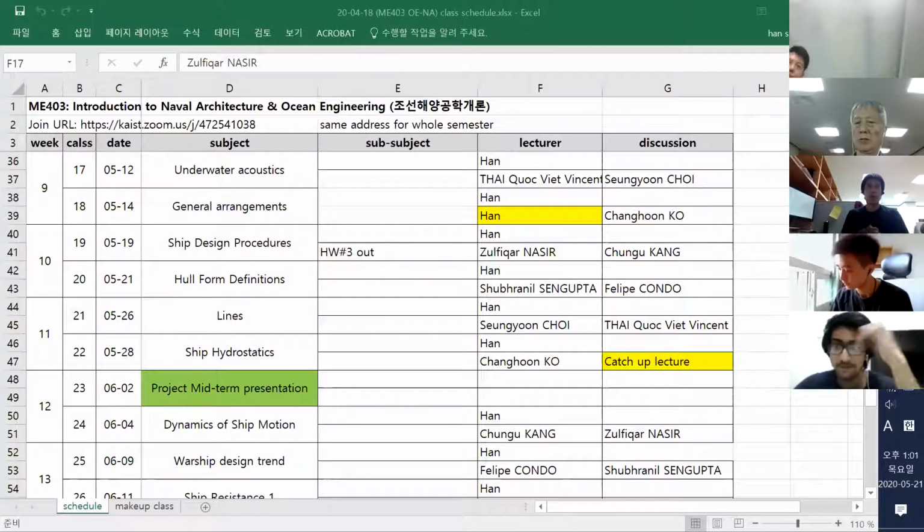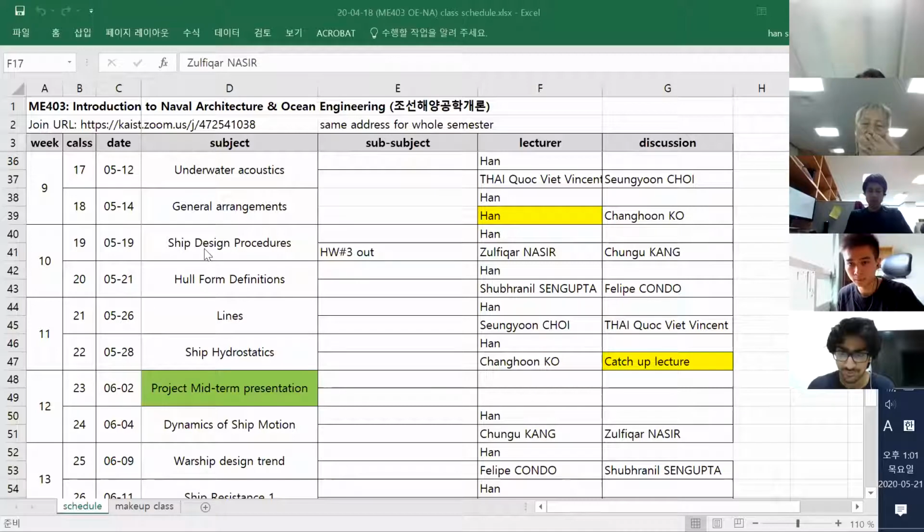So today we will continue on ship design procedure. And then we continue on hull form definition if we have time. And today's discussion will be led by Chunggu Gang.